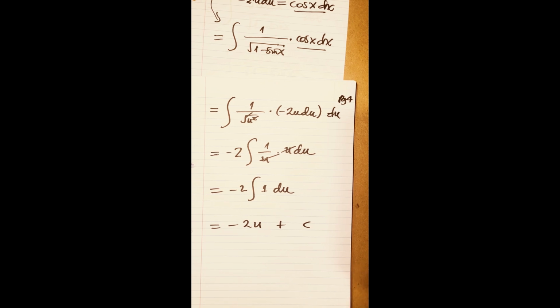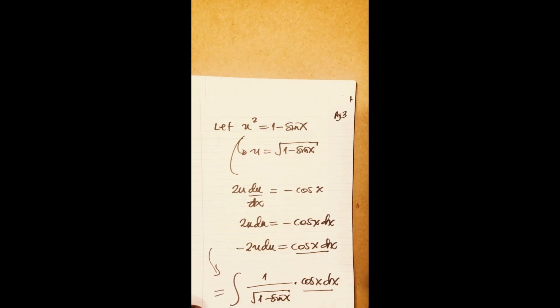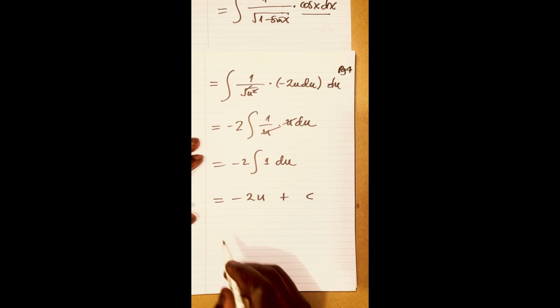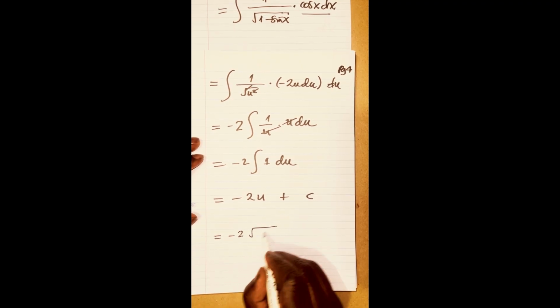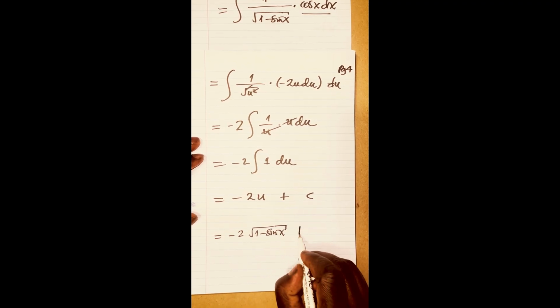But what is u? Well, we solved for u up here. u is just the square root of 1 minus sine x. So I'm going to have that replaced by square root of 1 minus sine x. So this is equal to minus 2 times square root of 1 minus sine x. And then we have plus c.